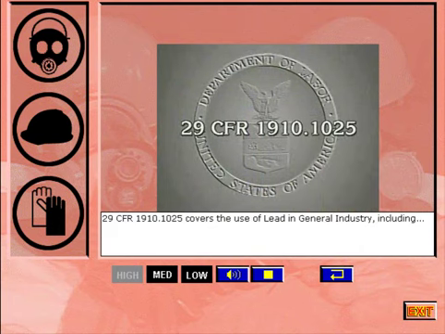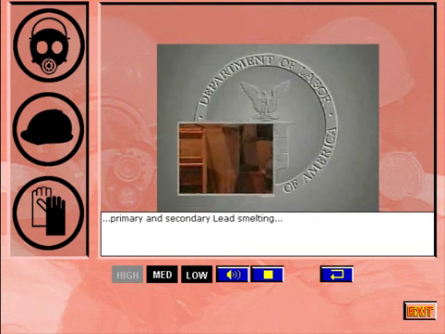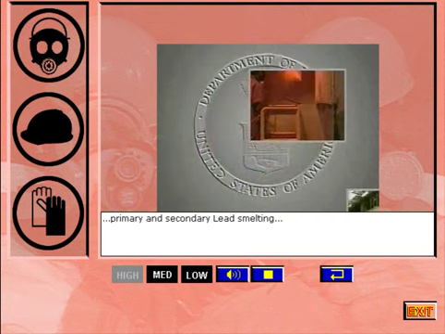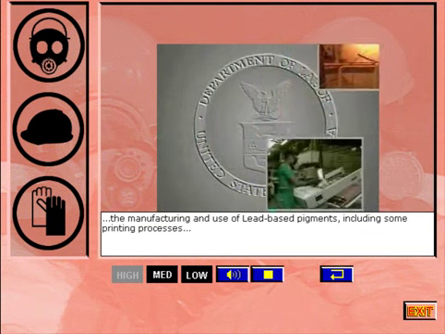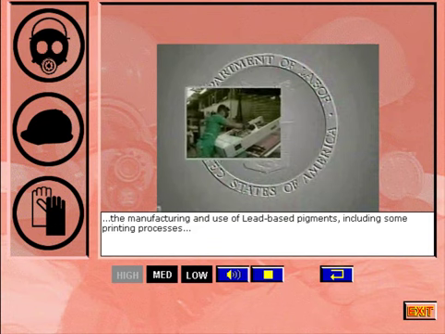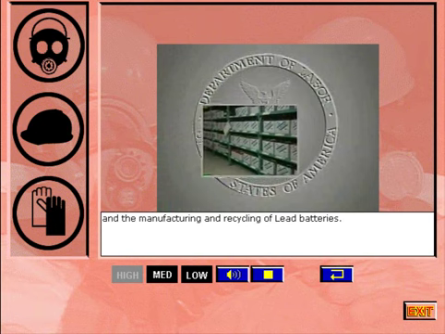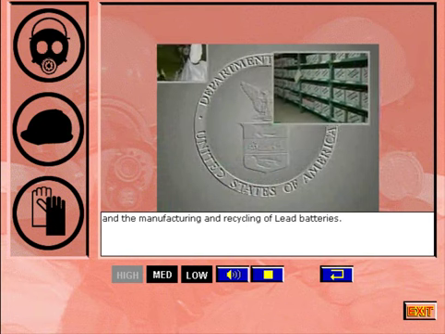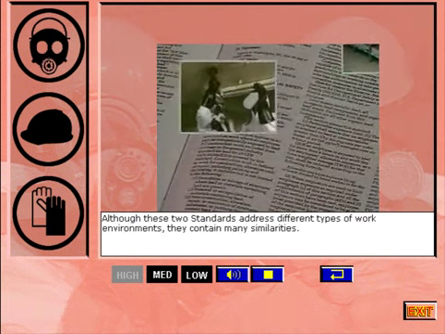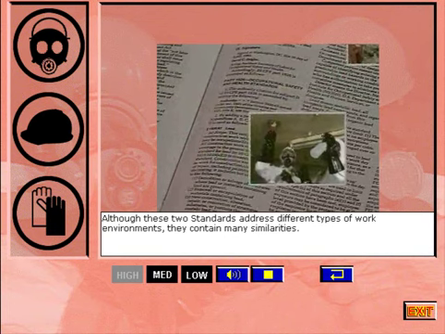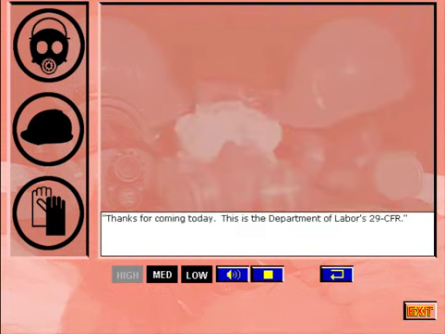29 CFR 1910.1025 covers the use of lead in general industry, including primary and secondary lead smelting, the manufacturing and use of lead-based pigments, including some printing processes, and the manufacturing and recycling of lead batteries. Although these 2 standards address different types of work environments, they contain many similarities.